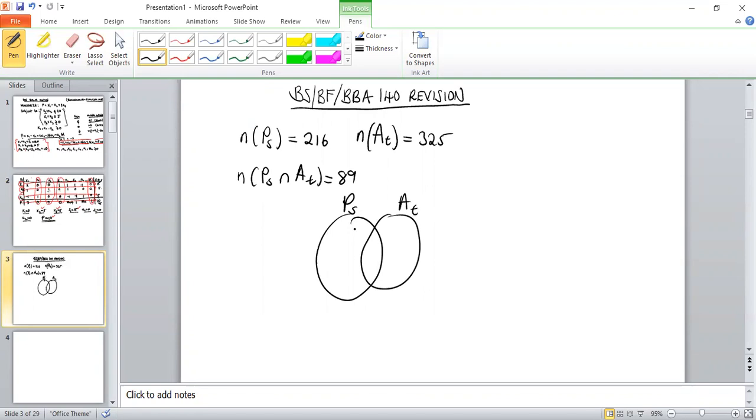So if we are to put there, we put 89. What will be here for power steering will be what? 216 minus 89. I expect people to be participating. I don't have a calculator. So 120... sorry? 127. 127. Then this side, 325 minus 89.